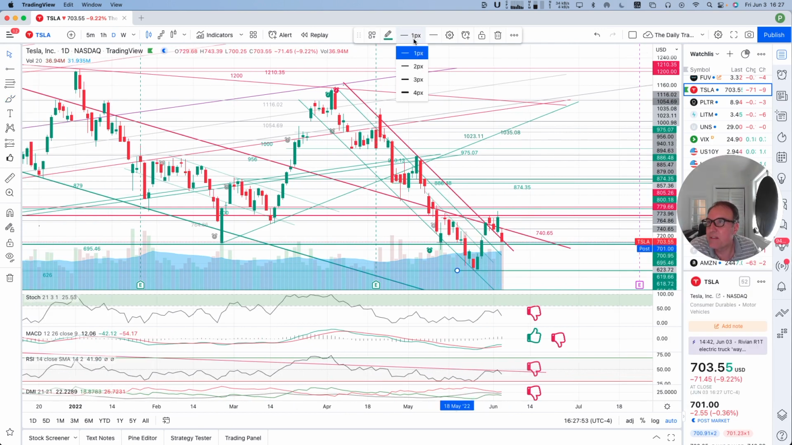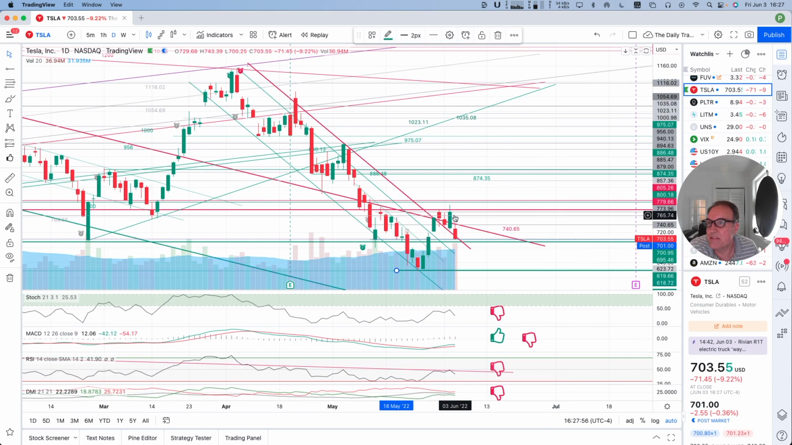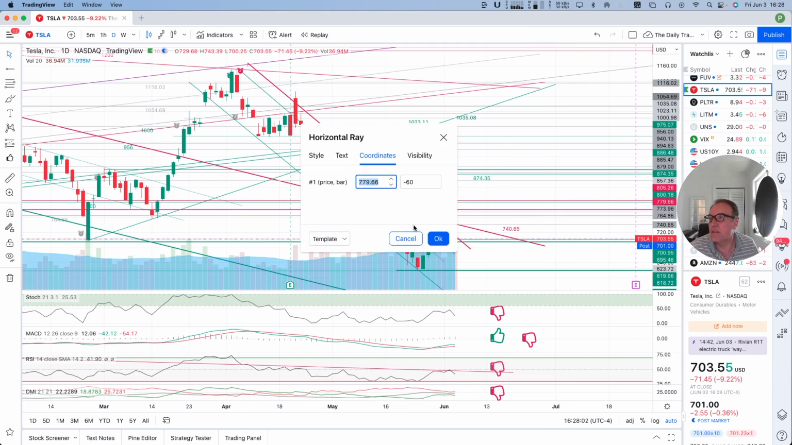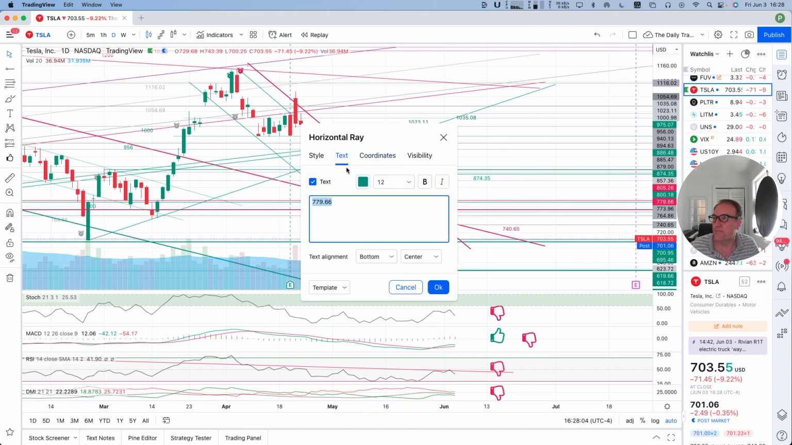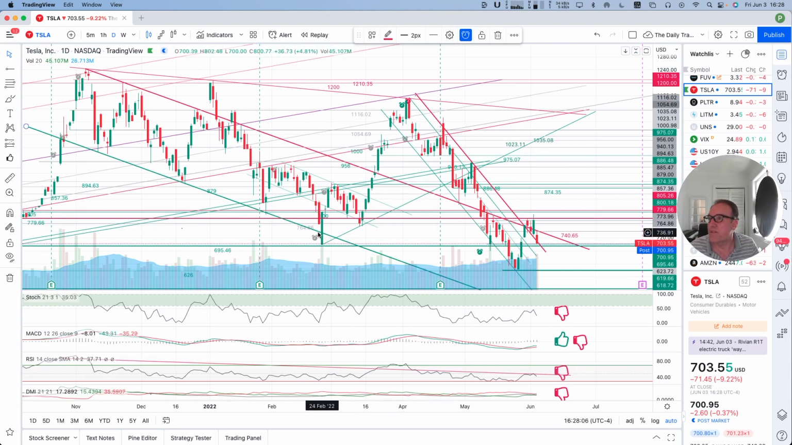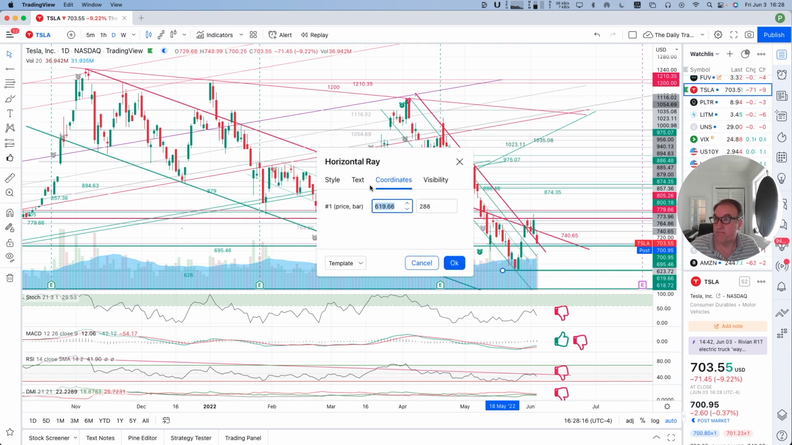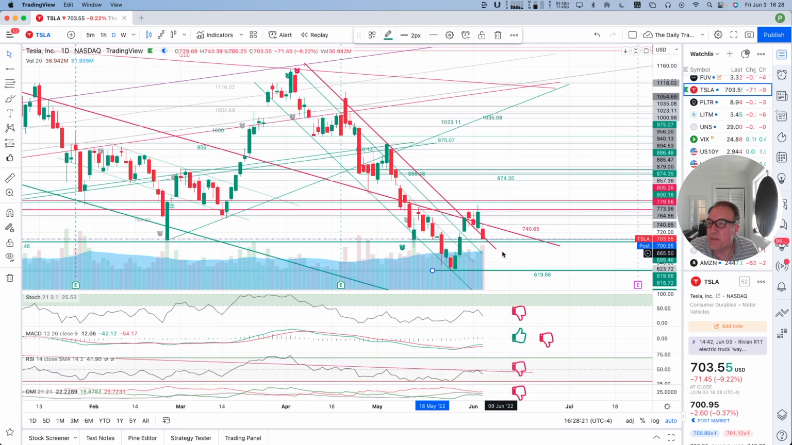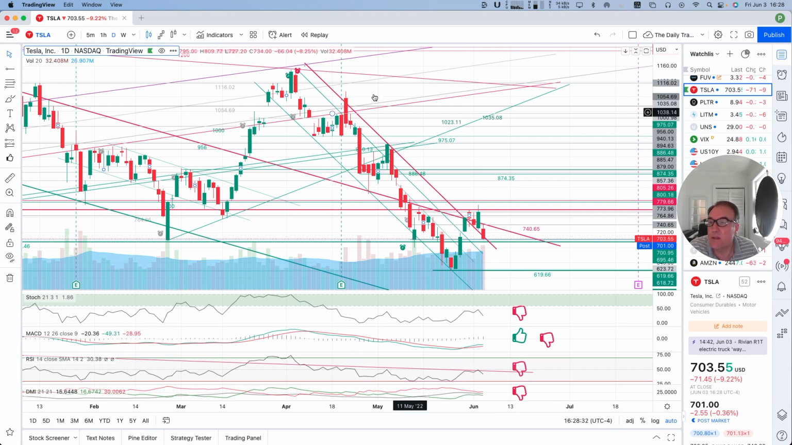What we can definitely start to see here is this congestion zone that is forming 779. So let's say 780. So between 780 and also this one here at 620. So maybe this is what is going to happen. So if we break on Monday, if we break 695, then 619 is the next destination, in my opinion.